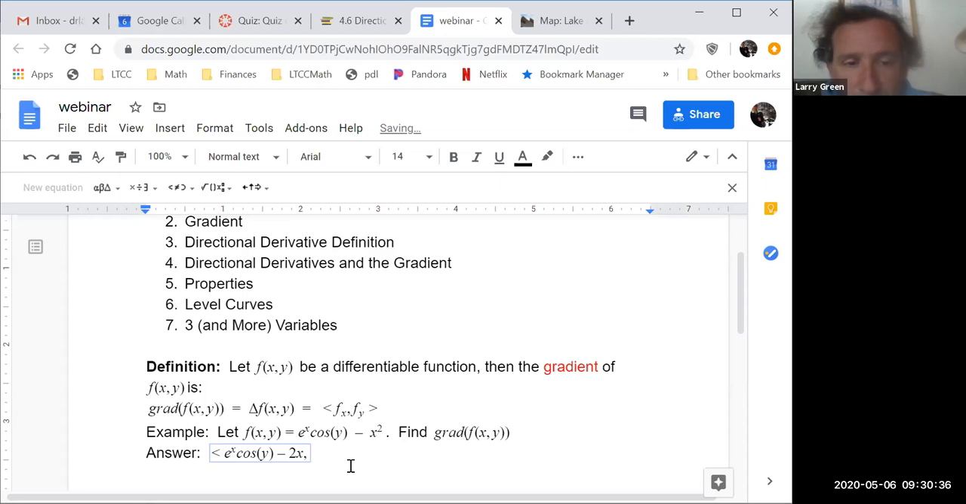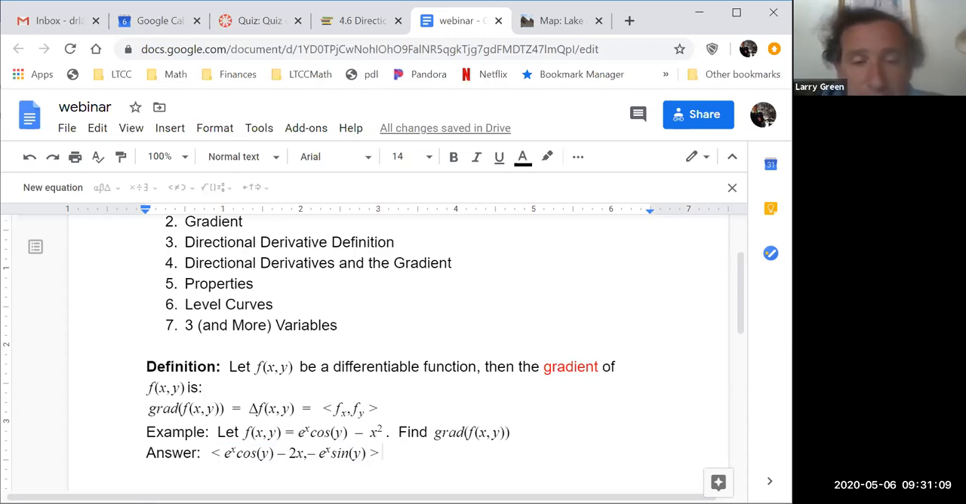Comma. And now we need to find the derivative with respect to y. Well, e to the x is now the constant. x squared is a constant, but we're subtracting x squared, so that goes away. But the e to the x is a multiple of cosine y. The derivative of cosine y is negative the sine of y. So I get negative e to the x times the sine of y. And there's my gradient.